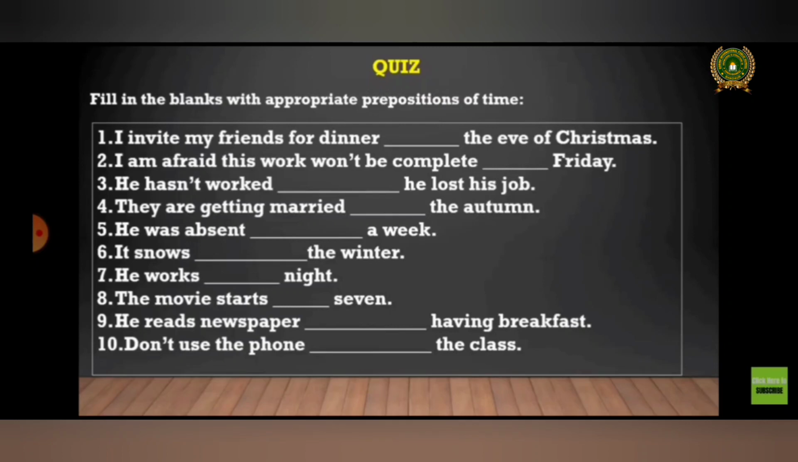Ninth is, he reads the newspaper dash having breakfast. Don't use the phone dash the class. So these are the questions. You have to read them carefully and fill in the blanks.